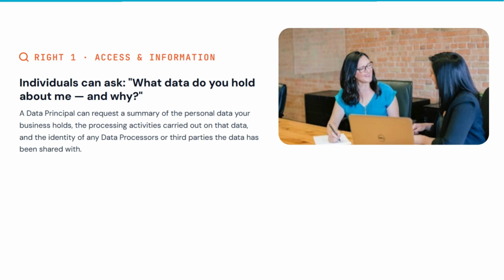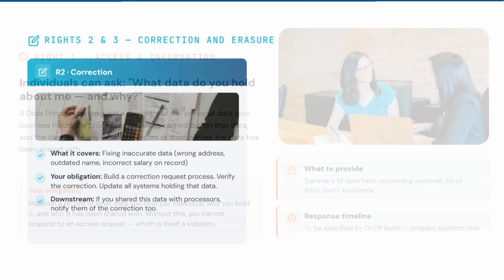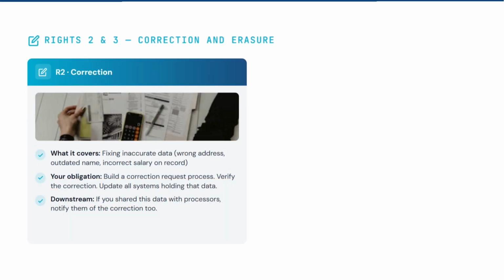Right 1 is access. Any data principal can ask your business, what data do you hold about me, why do you have it, and who have you shared it with? To answer that, you need to already know. If you cannot tell a customer exactly what their record contains and where it has been shared, you cannot comply with this right. That means the very first thing to build is a data inventory, per individual, per system, before anyone asks.